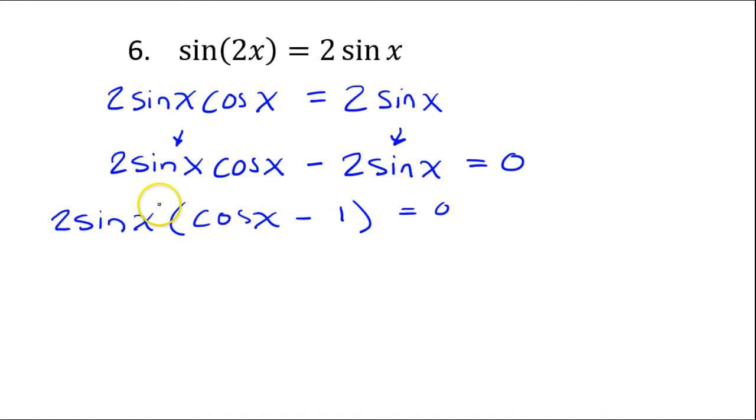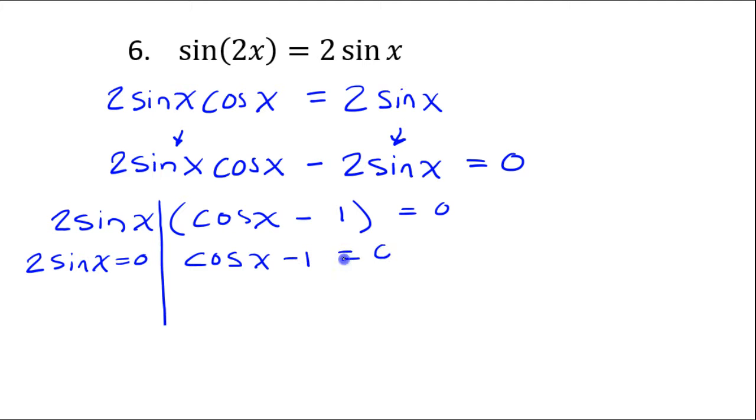Now we can use the zero product property and set each of these factors equal to 0. So I'll set 2 sine x equal to 0, and I will set cosine x minus 1 equal to 0. Dividing both sides by 2, I'm going to get sine x equals 0. 0 divided by 2 is still 0. Adding 1 to both sides, I will get cosine x is equal to 1.